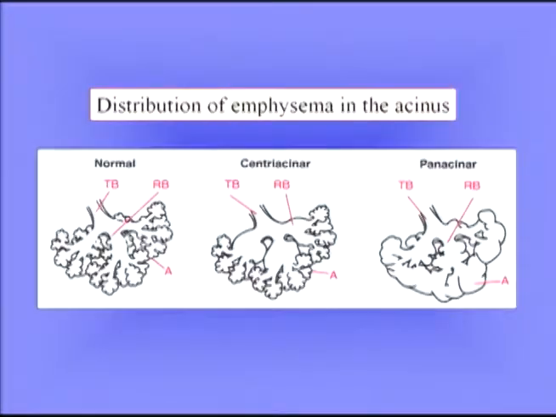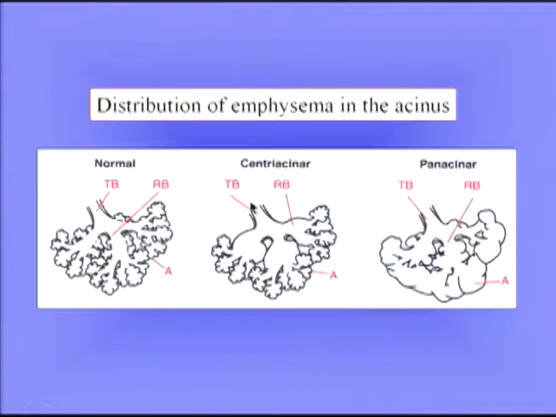Now it turns out that the distribution of emphysema in the acinus varies. On the left we see the normal drawing with terminal bronchiole here, the respiratory bronchioles and the alveoli. And in centriacinar emphysema here, the disease is limited to the center of the acinus, as you can see, and the alveoli in the periphery are spared. Contrast that with panacinar emphysema, where the disease occurs throughout the whole of the acinus. So these are very different patterns.